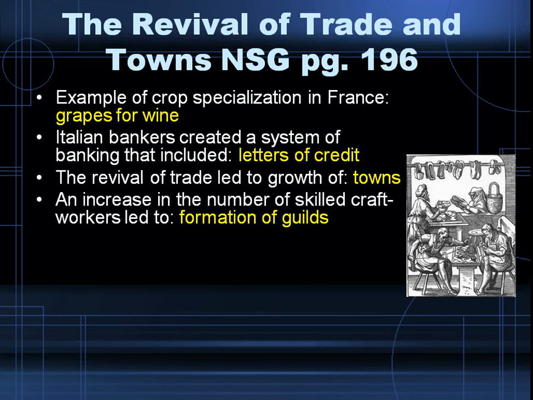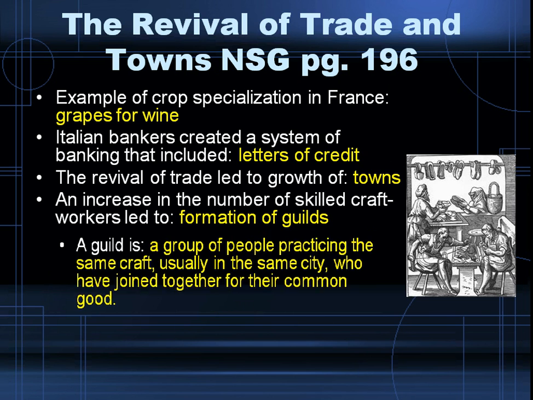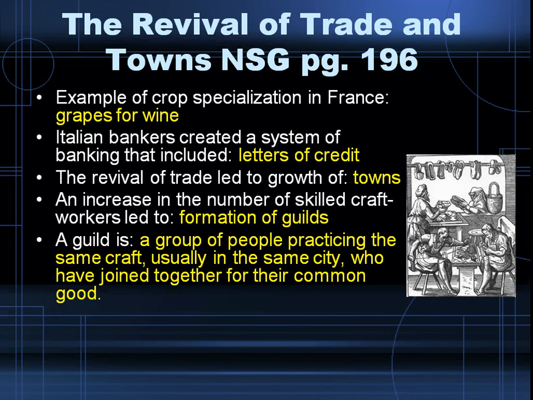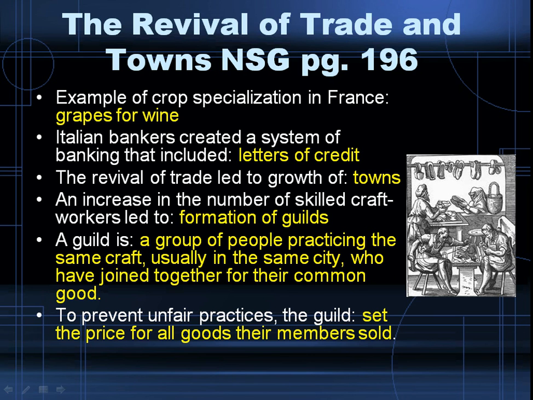The increase in the number of skilled craft workers led to the formation of guilds. A guild is a group of people practicing the same craft, usually in the same city, who join together for the common good. So you'd have, like, a shoemaker craft guild, and they would control the prices, control the quality, and thus it would benefit themselves. And to prevent unfair practices, the guild set the price for all the goods their members sold.